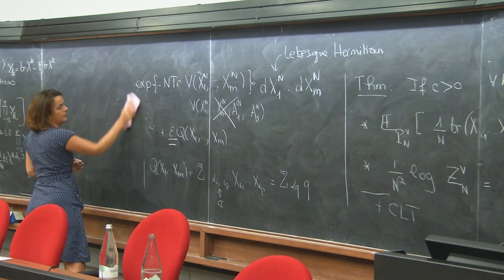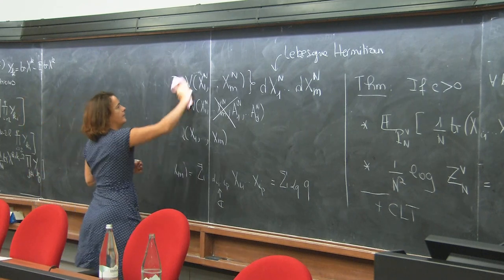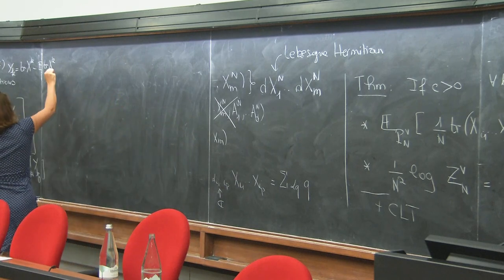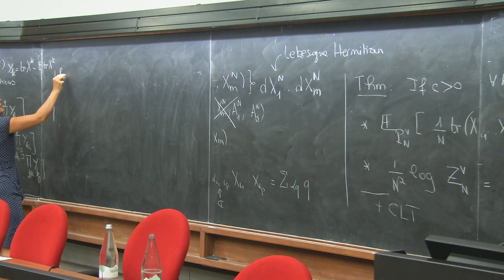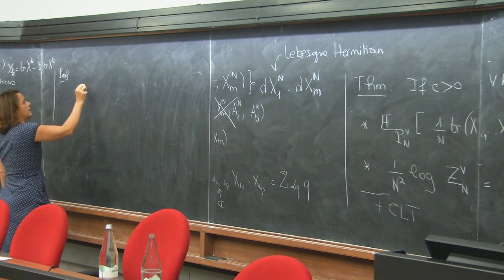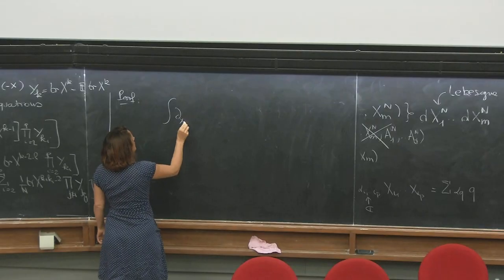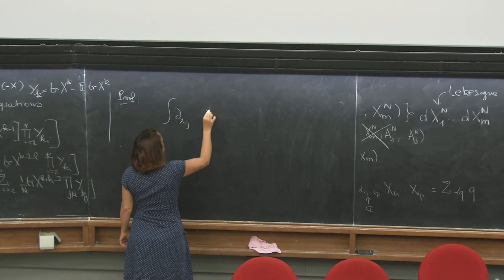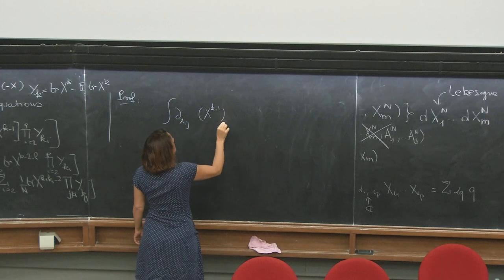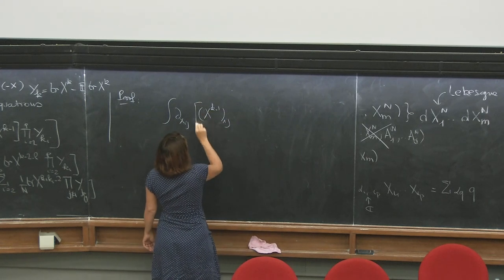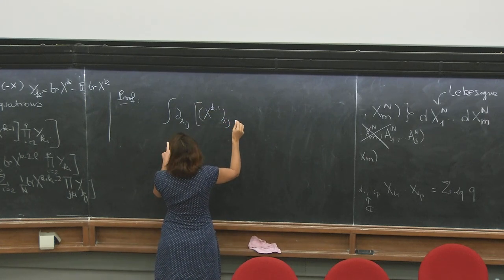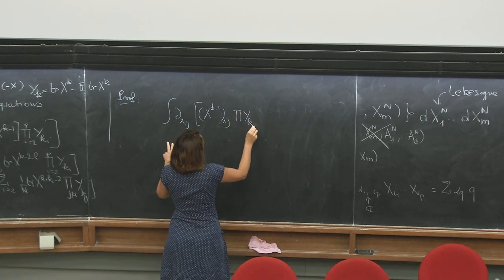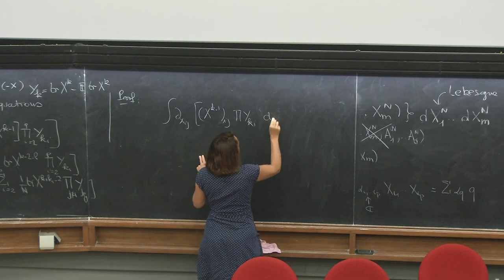I'm not going to do it again. The proof comes from the fact that if you take, I am not going to develop it, but you can check this is going to work: differentiate this times the product of the y_{k_i} times the density.